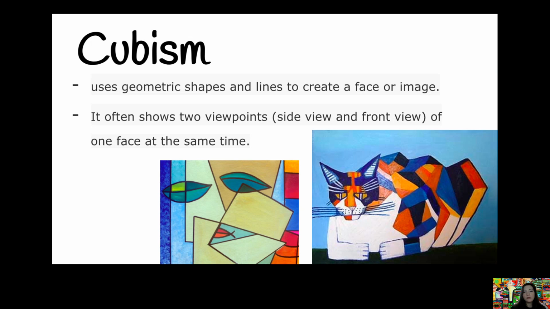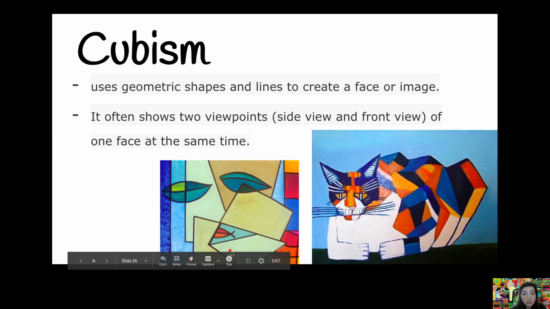So we're going to learn a little bit about a different art style today. You've gotten a glimpse of it with the art I've already shown you, but it's called Cubism. And yes, if you hear the word cube in Cubism, you would be correct. Cubism uses geometric shapes, we're using geometry in this art, and lines to create a face or image. It often shows two viewpoints. It doesn't have to, though. I'm going to give you an example of how it can show two viewpoints, but you don't have to do that. Meaning it shows the side view of a face and a front view of a face at the same time.